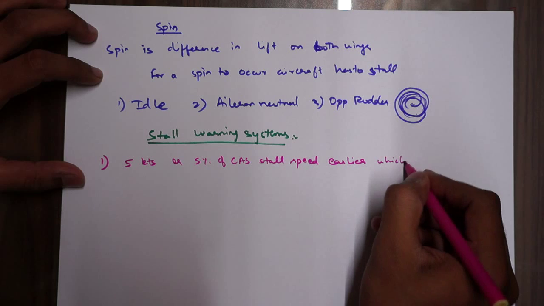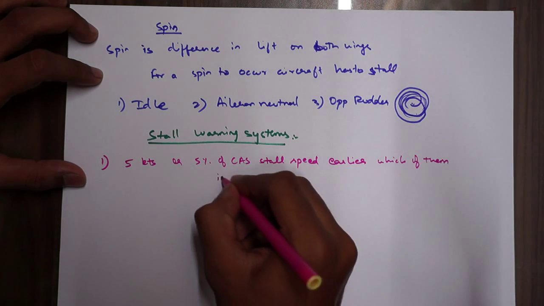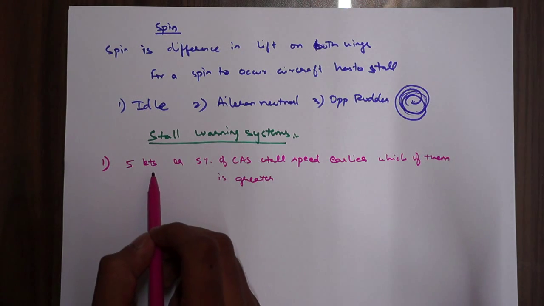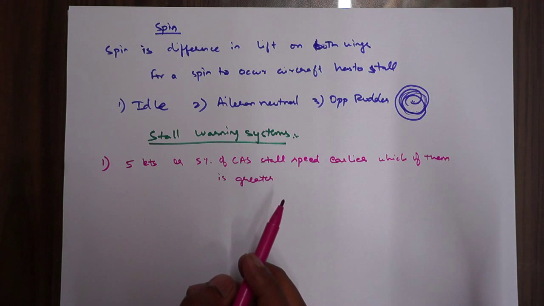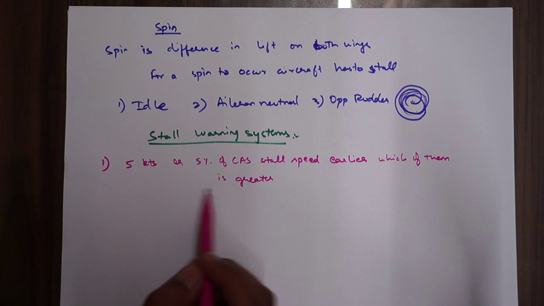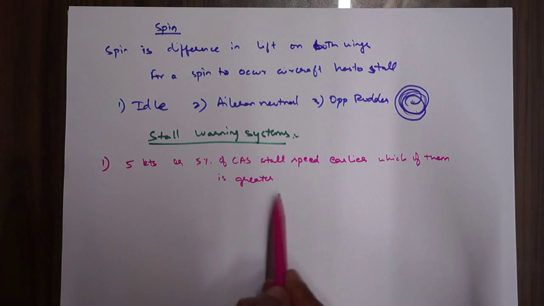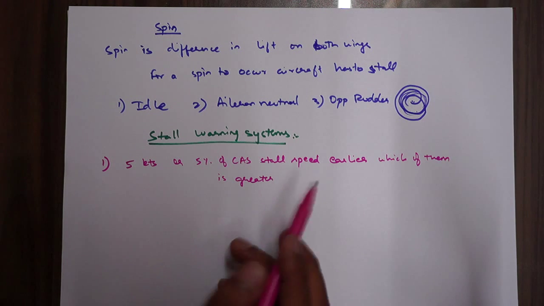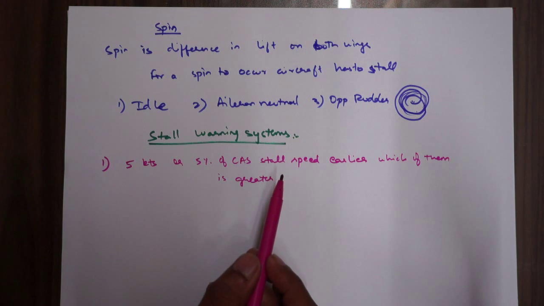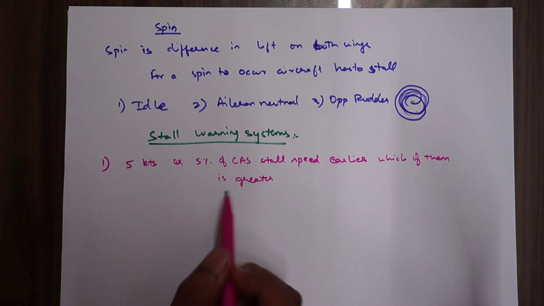Whichever of them is greater. So at a stall speed, suppose this aircraft is stalling at 140, the aircraft will receive warning at 145 knots or 5% of the calibrated airspeed, whichever of them is greater. So this will give you time to analyze your stalls, analyze your flight path and recover easily. So stall warning systems are designed that way.